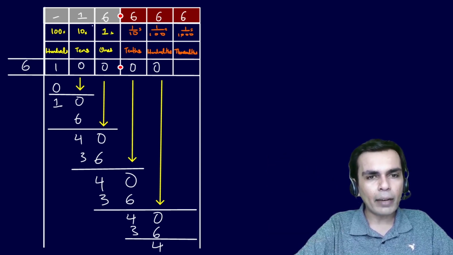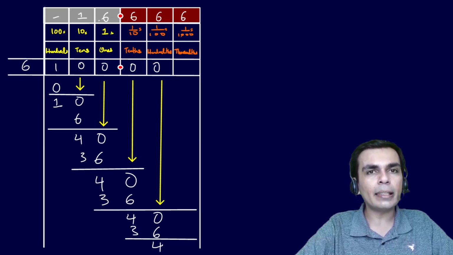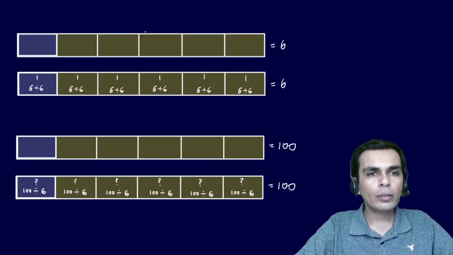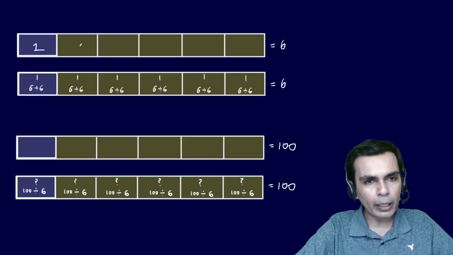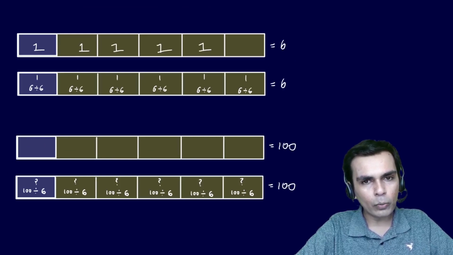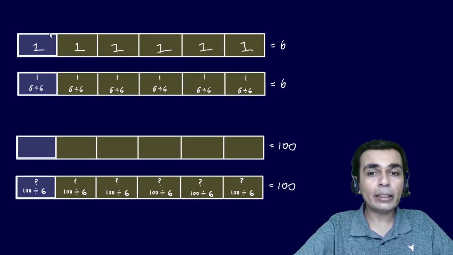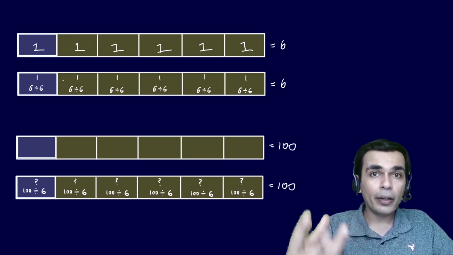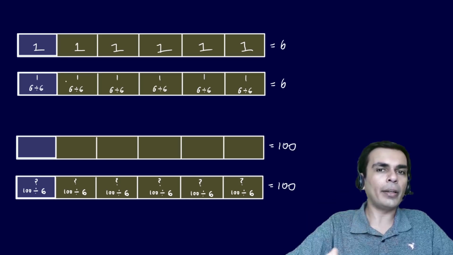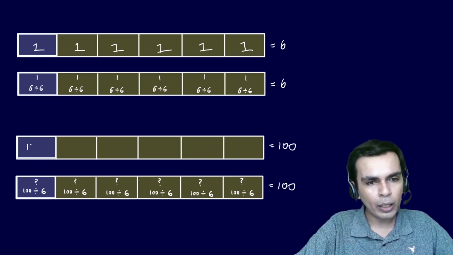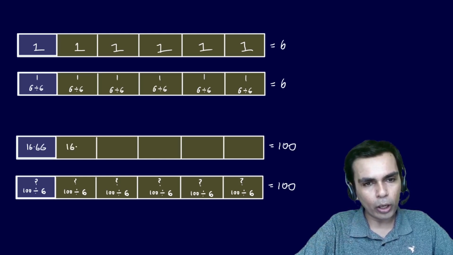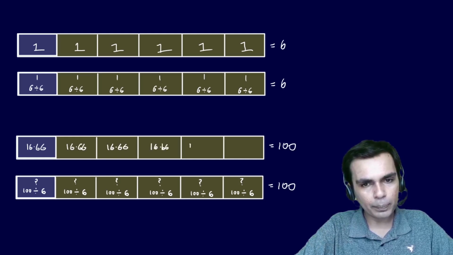So I can say that our answer is 16.66, meaning 16 wholes and 6 tenths and 6 hundredths, or 66 hundredths. So let's come back here. As you see, this was 1, 1, 1, 1, 1, 1. So you see, 6 was divided into 6 parts. One of the parts was 1/6. Similarly, out of 100, I need to find the percent, for every 100. If it is for every 100, then 1/6 would become 16.66. I can keep going on like that: 16.66, 16.66, 16.66, 16.66, right?